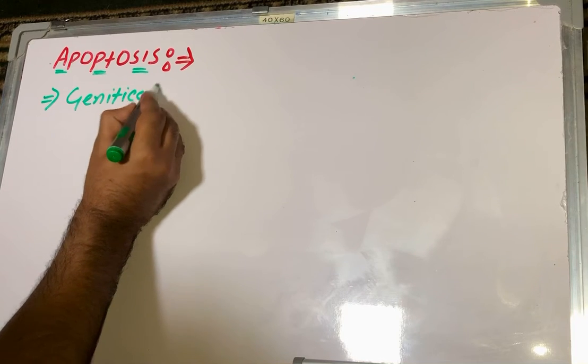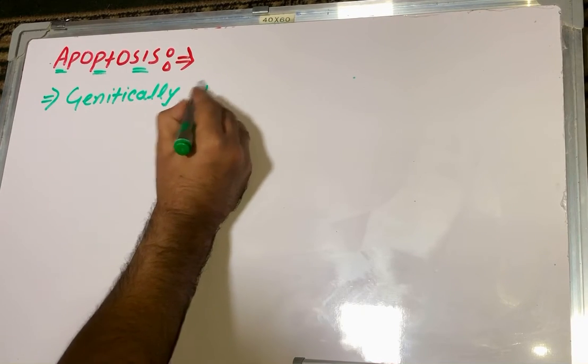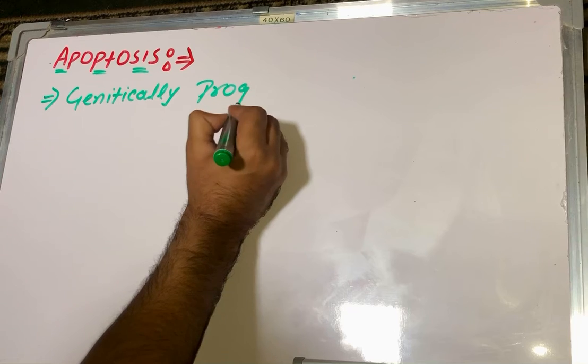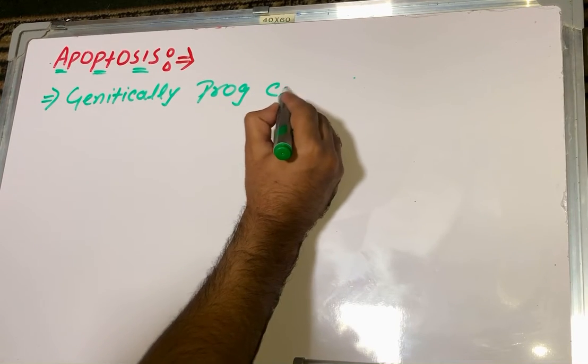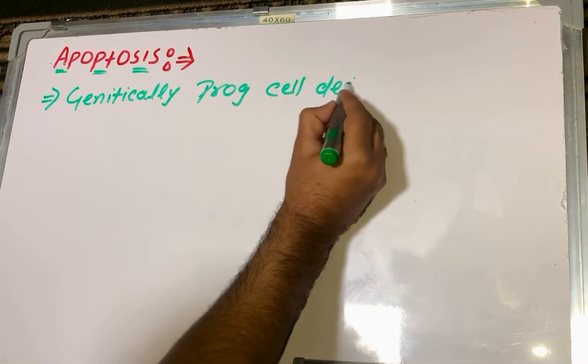First, what is apoptosis? Apoptosis is genetically programmed cell death.